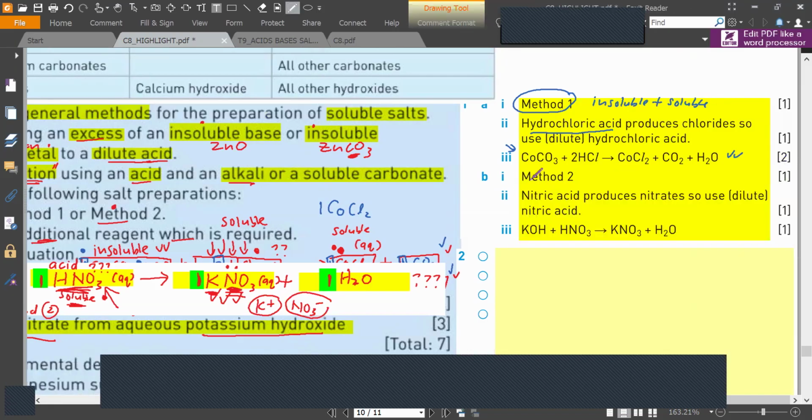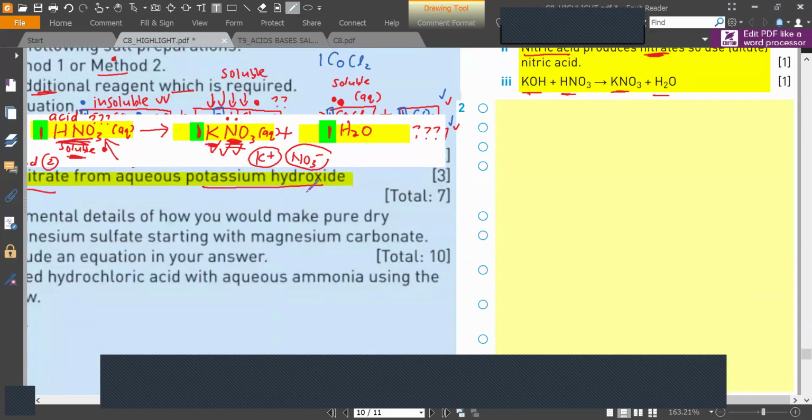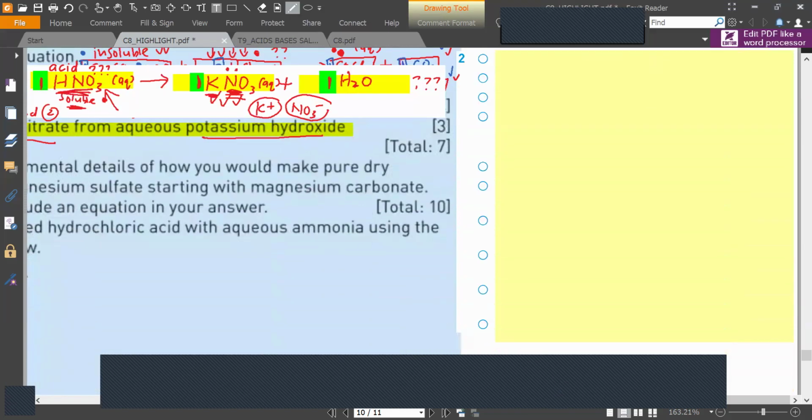So we'll choose method 2, the titration, because we want the exact amount. And then for the additional reagent, we will put nitric acid, which will give us the nitrate ion. And then balancing the equation, everything is 1 mole. Okay, excellent.